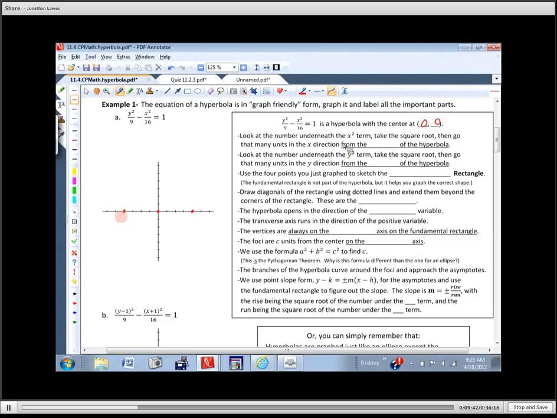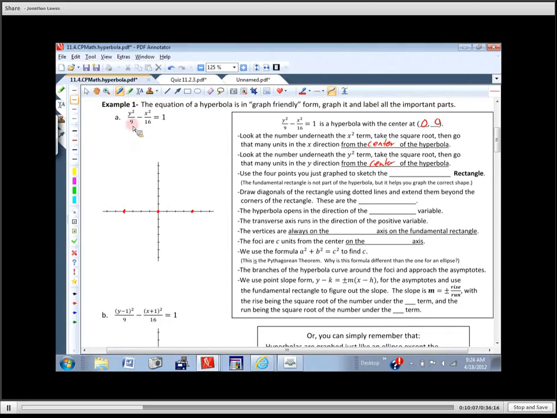So we look at the number underneath the x squared term, take the square root, and go that many units in the x direction from the center, always from the center. Okay, everything relates to the center here. Then we look underneath the y squared term, take the square root of that number, and go that far in the y direction from the center again.